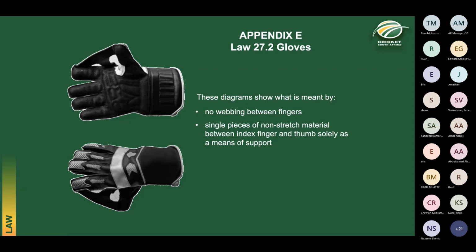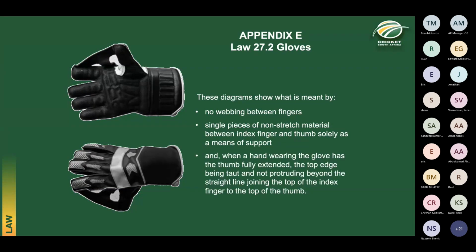It is now non-stretch material between the thumb and the index finger that is allowed. When a hand wearing the glove has the thumb fully extended, the top edge must be taut and not protrude beyond the straight line joining the top of the index finger to the top of the thumb. Okay, so that webbing is not allowed to stretch further than you can see on the picture.